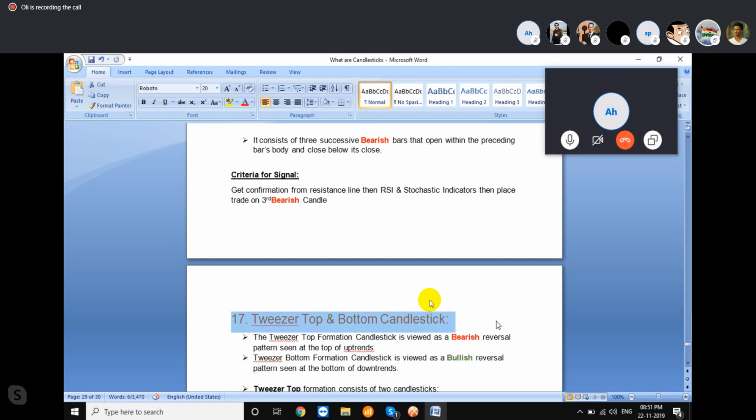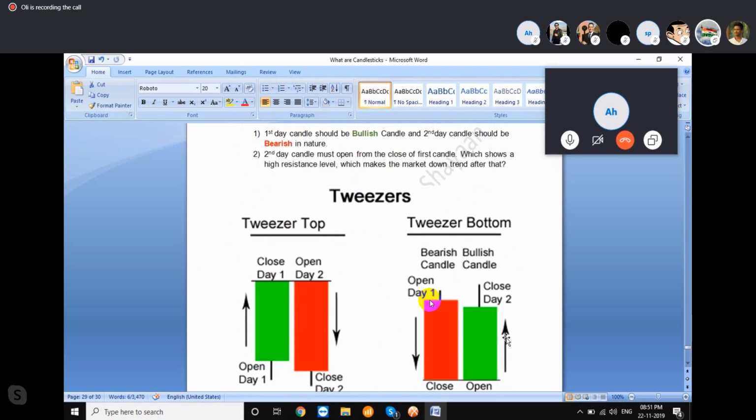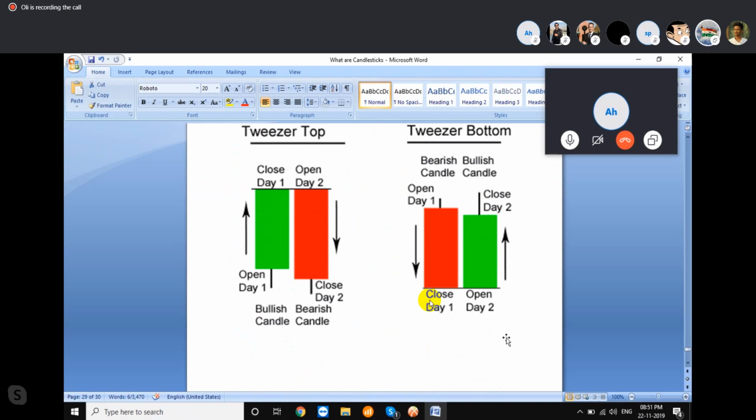Tweezer top and bottom is a little different. So first have a look at the bodies. This is actually what tweezer top and tweezer bottom are. First I will consider the tweezer top. A tweezer top is a combination of two candlesticks. The first candle should and must be a bullish candle and the second candle should be a bearish candle.